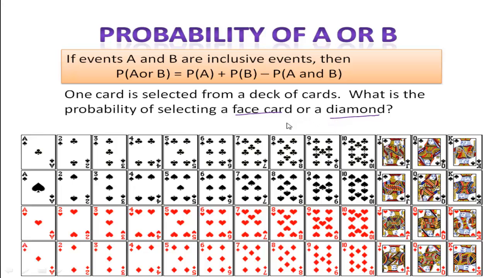And once I determine they're inclusive, I know what formula to use. I need to find the probability of A, the probability of B, and then subtract the probability of A and B, which is the intersection, or the cards that I'm counting twice.